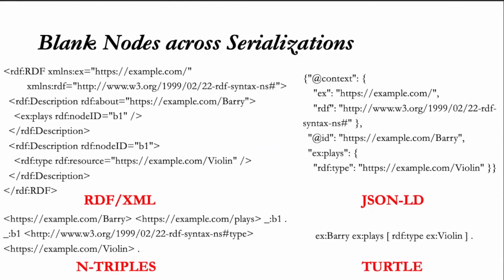Here are some examples of what you see in different serializations with respect to blank nodes: RDF/XML over here, JSON, etc. You'll see the thing doing the work. In XML it's this node blank node ID. Over here in JSON, you see this ID structure. Over here in triples, you'll see the underscore syntax. In Turtle, you'll see the brackets. When you see brackets in Turtle, there's a blank node.